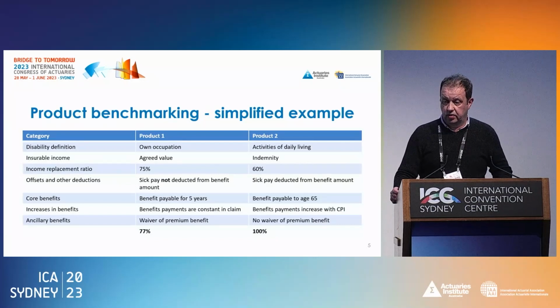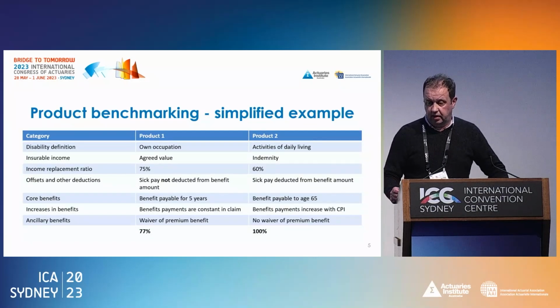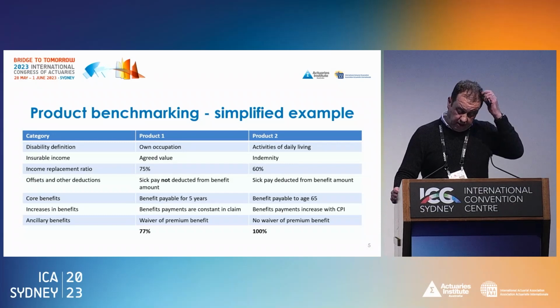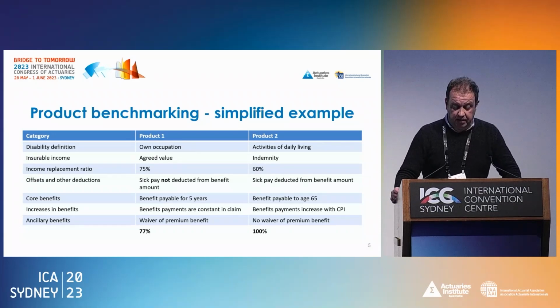Okay, and here's a simplified example of the product benchmarking. So these are not real products, but just to give you an idea of how this works. So you can see here some of the categories. So we have disability definition. So how do you determine that someone is disabled? So product 1 in this instance is a fictional product. That might be own occupation. And for product 2, activities of daily living.